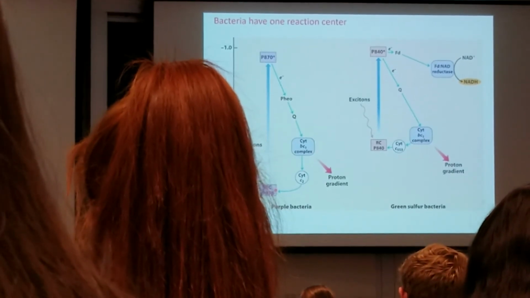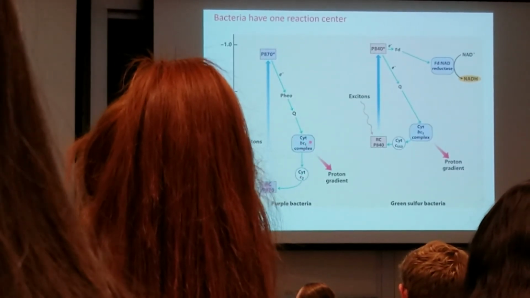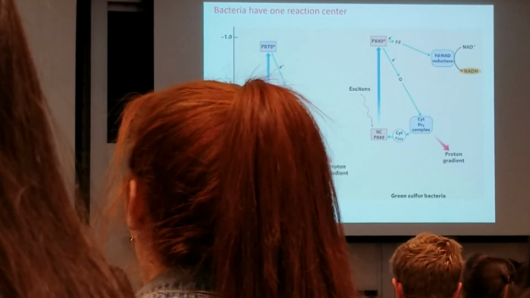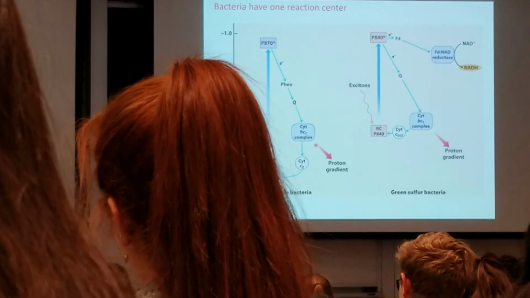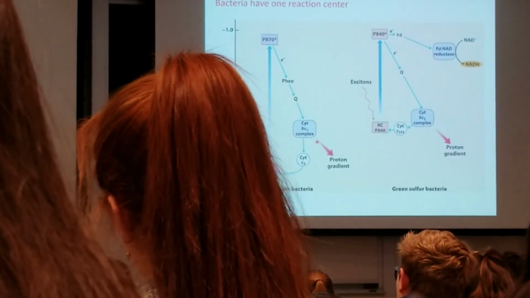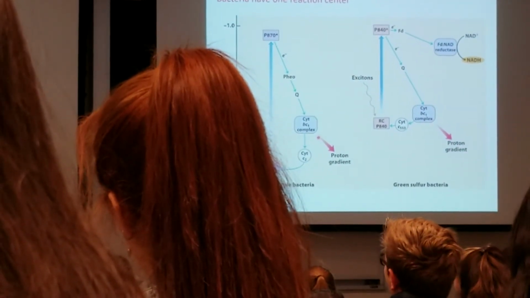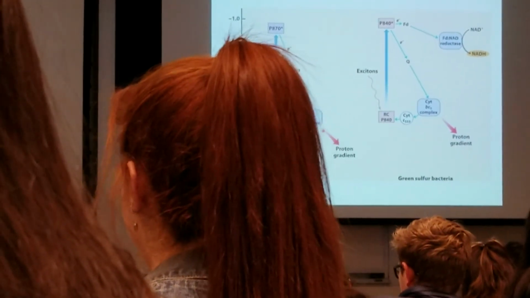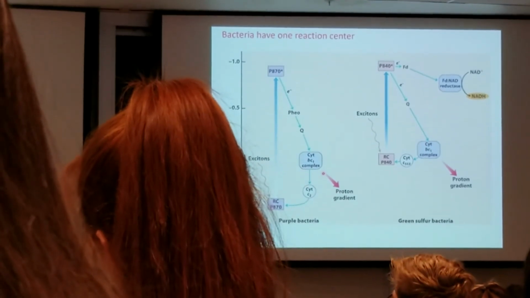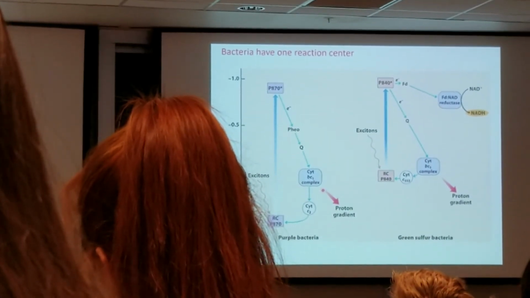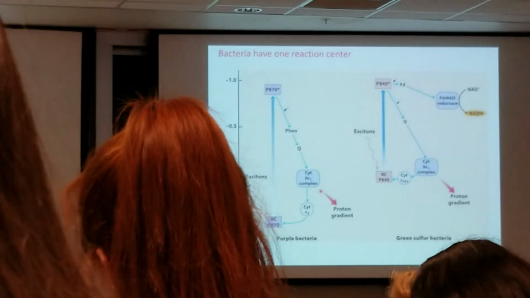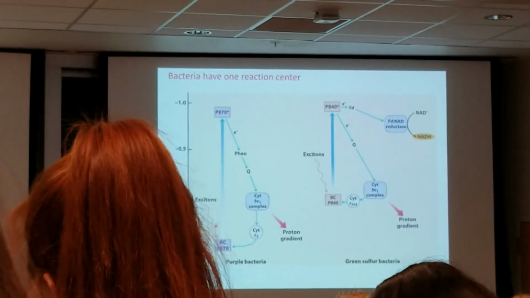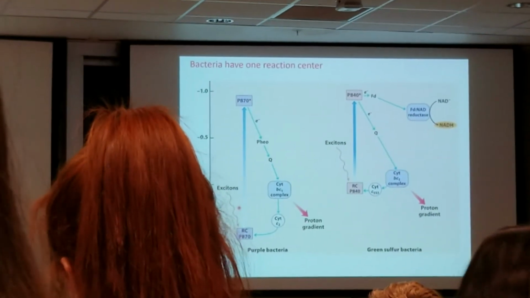So why do all this? Because this complex here dumps off protons just like complex 3. Remember a QH2 comes in, 2 protons get dumped off on one side of the membrane. That's what this thing is doing. So it's creating a proton gradient. Why does it care? It wants to use that proton gradient to make ATP. So these guys, purple bacteria, can make a proton gradient from just using the energy of light. That's pretty cool.